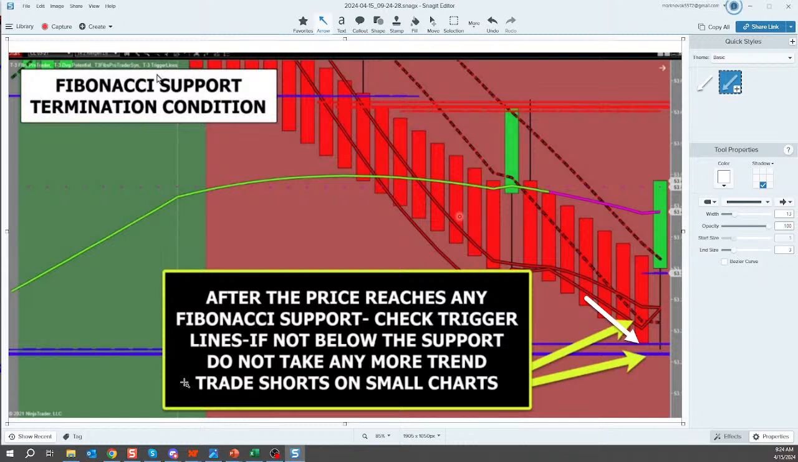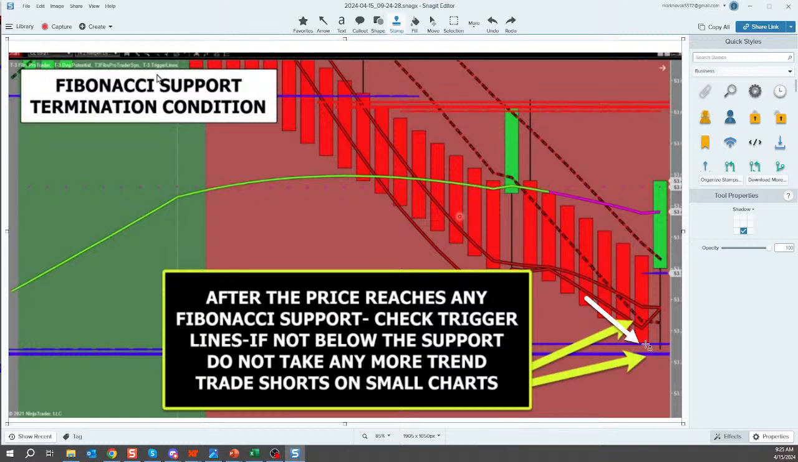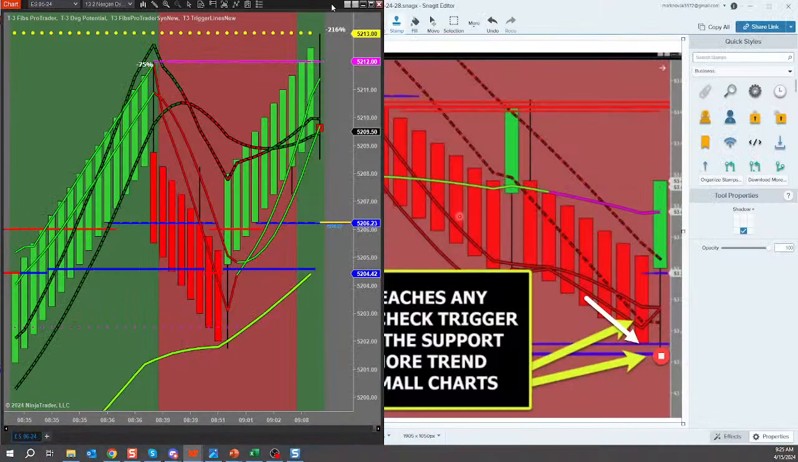Once that happens, ask yourself, where are the trigger lines? And if they're not below support, guys, no more short trades. This is an area that may stop the market. This is an area that may create an untradeable bounce. This is an area where buyers and sellers may fight for the next 2 days trying to figure out who's going to win, to go through the area or to trade from the area. So if price reaches an area and the triggers don't break, sit on your hands. It's a termination condition. You've lost the advantage of a clear path.